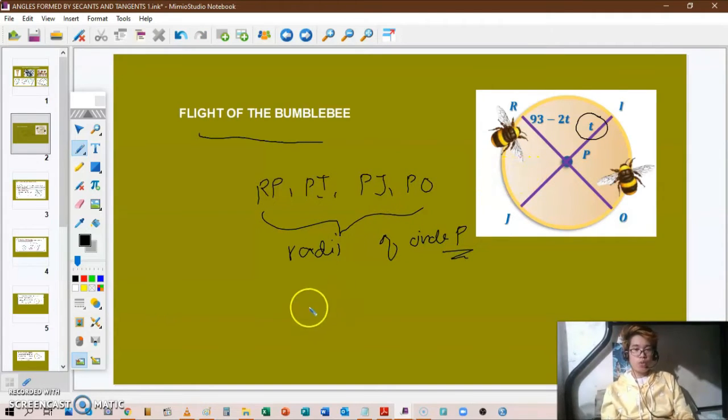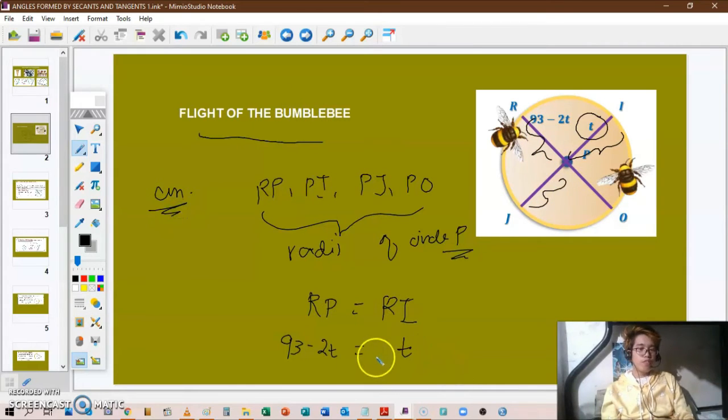So how do we find the value of t? It's very simple. Since we know that RP is equal to RI, therefore we can say that 93 minus 2t is equal to t. And let's say these distances are all in centimeters. So solving for the value of t, we have 93 is equal to t plus 2t, so 93 is equal to 3t. If we divide both sides by 3, the value of t is equal to 31.